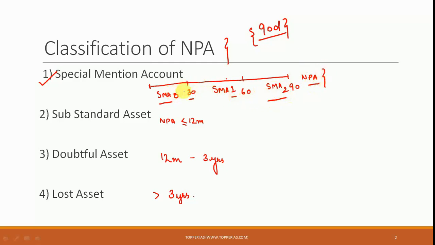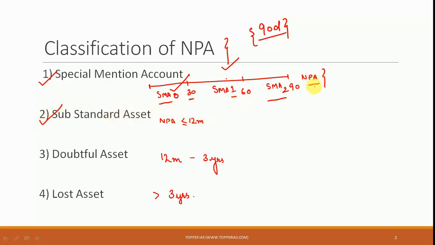Now this hierarchy or this particular ladder is what is important, because at each and every stage there are some steps banks have to take to prevent the account from becoming a non-performing asset, and this is something that you should know. Next, what is important is the term substandard asset.